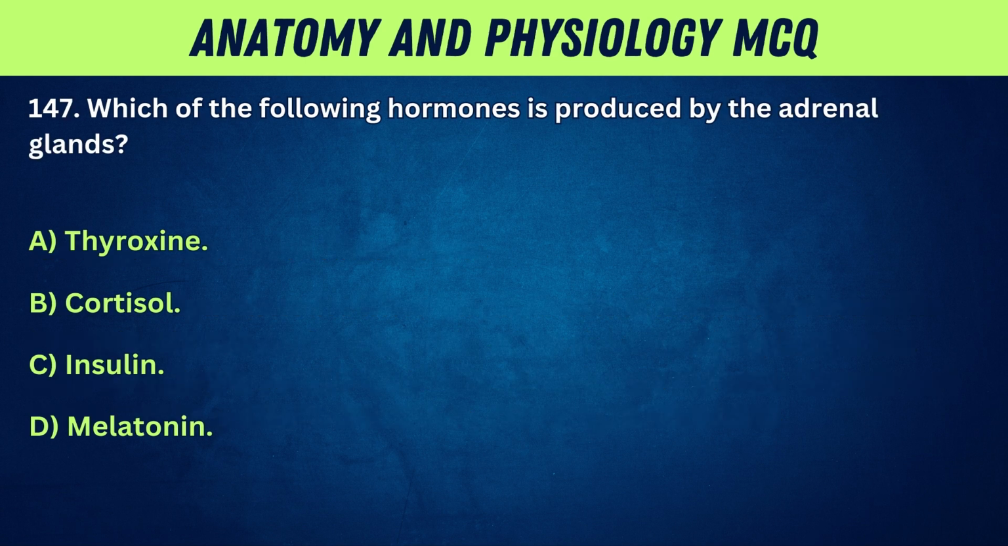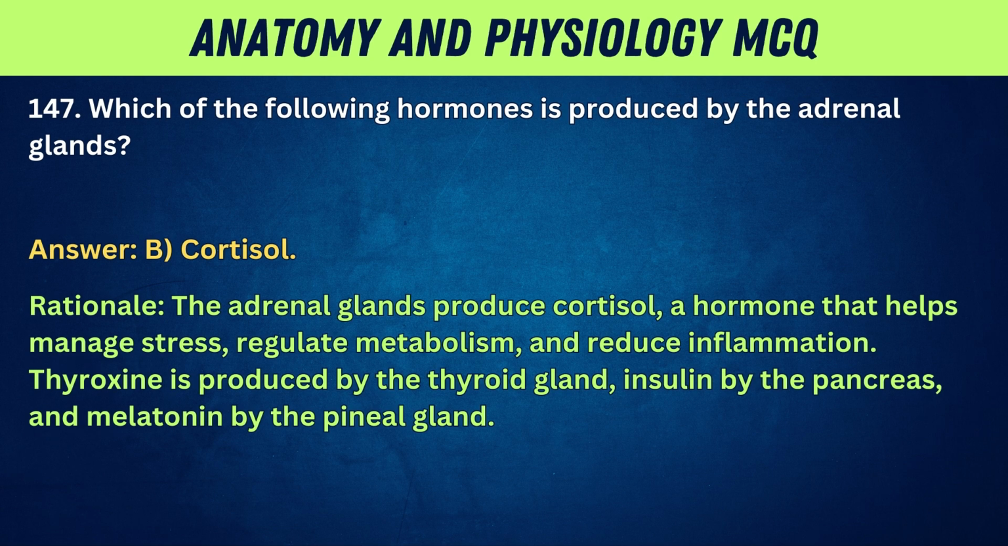147. Which of the following hormones is produced by the adrenal glands? A. Thyroxine. B. Cortisol. C. Insulin. D. Melatonin. Answer: B. Cortisol. Rationale: the adrenal glands produce cortisol, a hormone that helps manage stress, regulate metabolism, and reduce inflammation. Thyroxine is produced by the thyroid gland, insulin by the pancreas, and melatonin by the pineal gland.